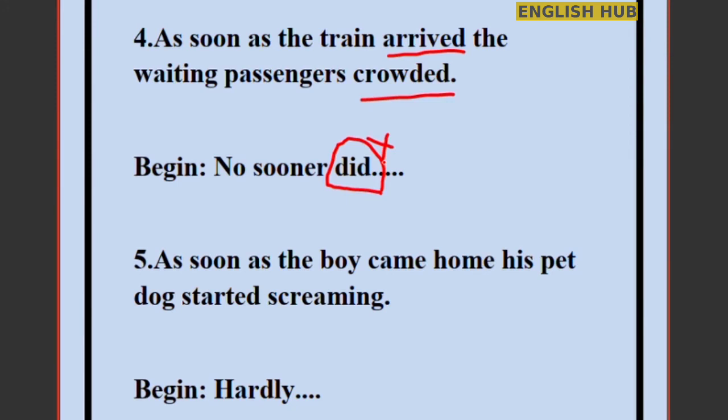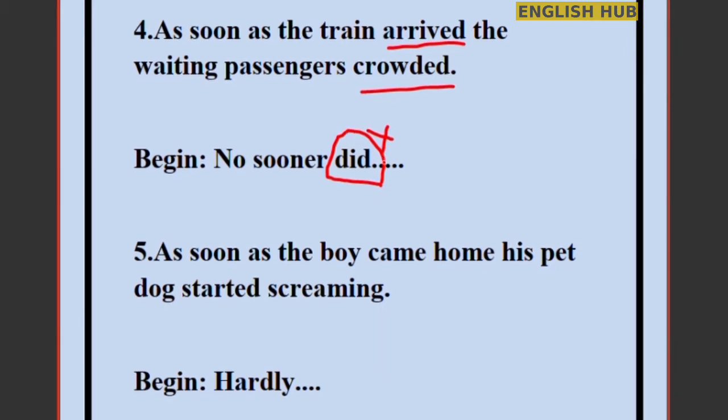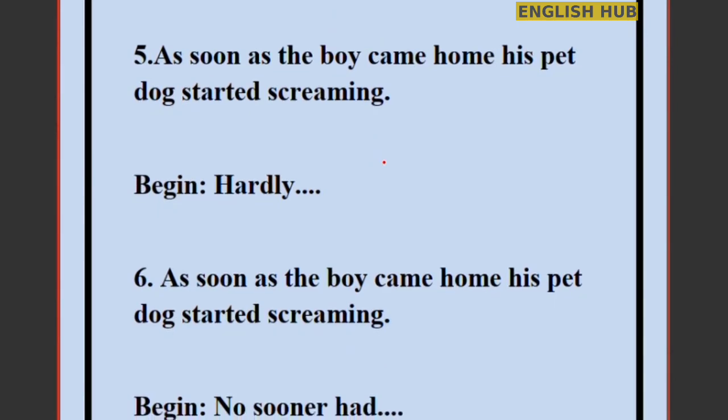But as it is already written that you have to start the sentence with no sooner did, you cannot use had over here. So the helping verb must be did. No sooner did the train arrive, first form of the verb, did the train arrive, than the waiting passengers crowded. Clear? Now number 5. As soon as the boy came home, what is the tense?